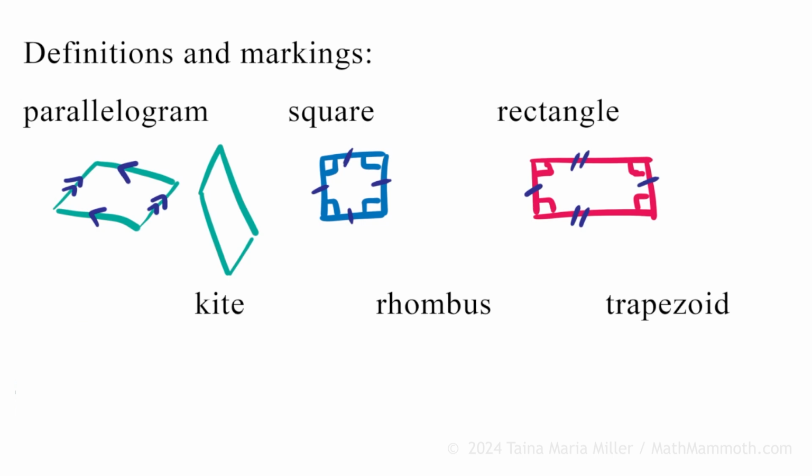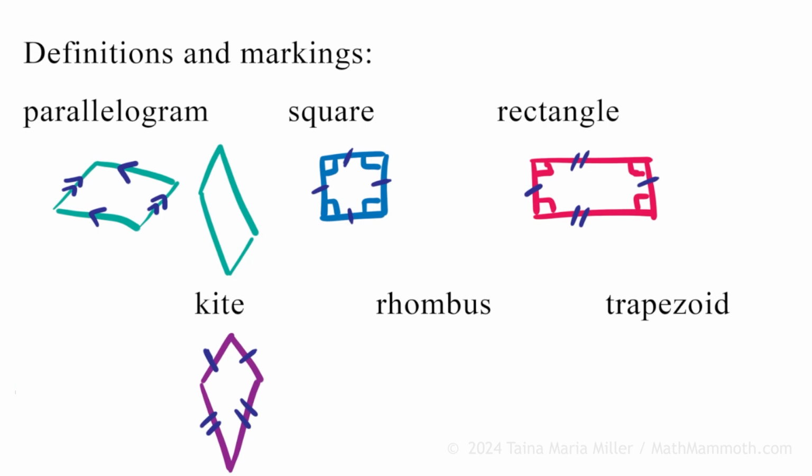In a kite, the adjacent sides are congruent, and it has two pairs of such sides. In other words, I have two sides that are the same length, or congruent, and then two other sides that are the same length, but possibly a different length from the first two sides. And to mark it, I would put little tick marks here to show that these two sides are the same length, and then also double tick marks through these to show that these two sides are the same length.